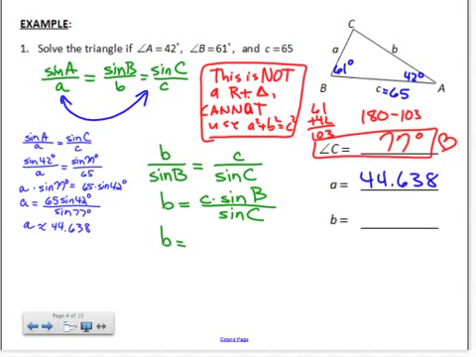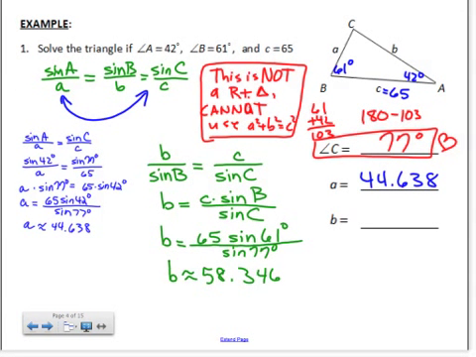So B equals 65 times the sine of 61 degrees over the sine of 77 degrees. And then we go ahead and plunk that into our calculator and we get B is approximately 58.346. Now let's look at our information that we had. Notice, a side length.